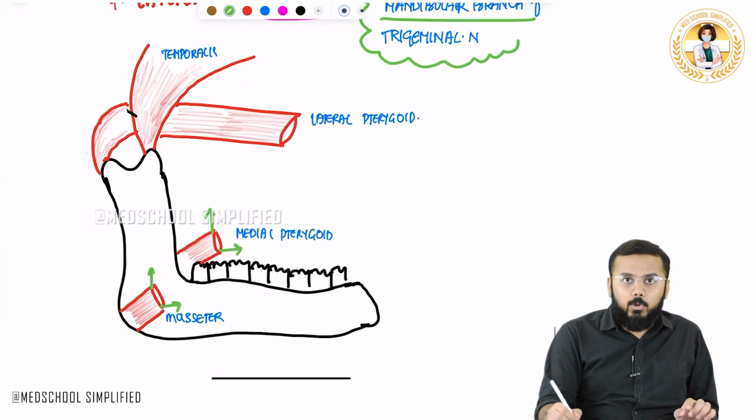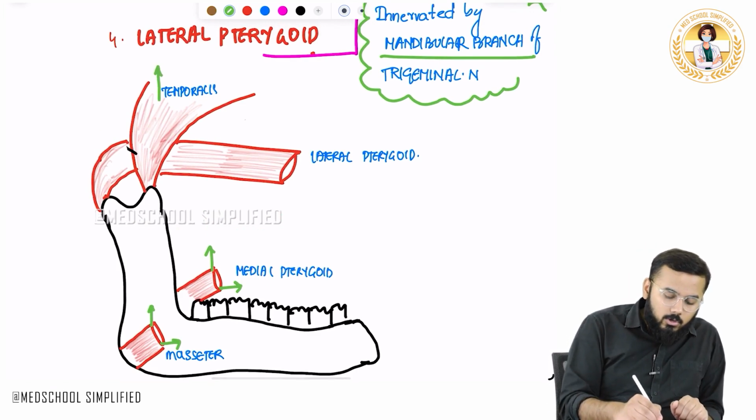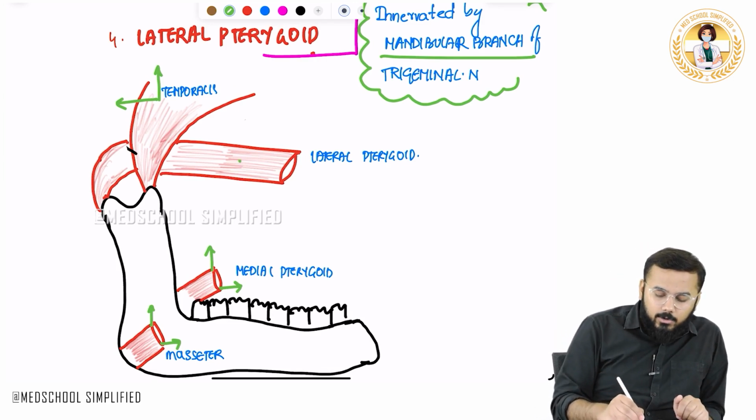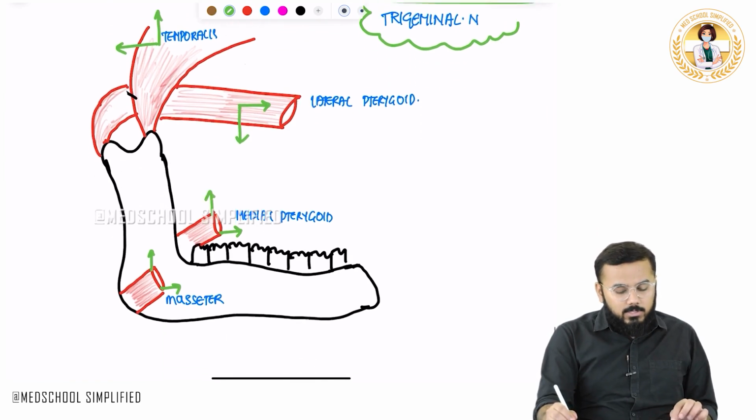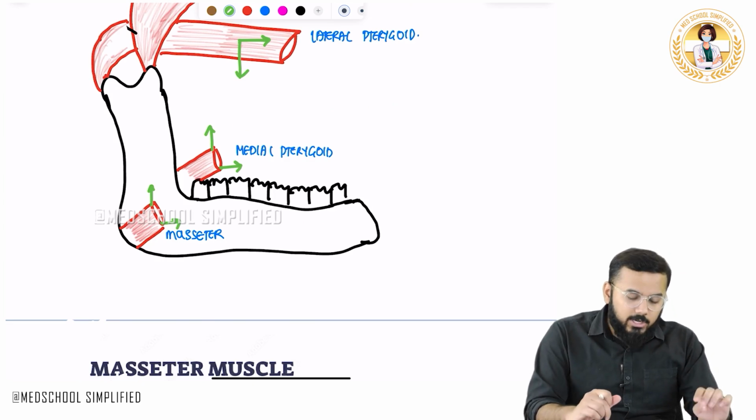For the temporalis muscle, one arrow onto the top, one arrow onto the back. For the lateral pterygoid, one arrow front and one arrow down. So this is how you need to remember this. Now let us discuss each and every muscle over here.